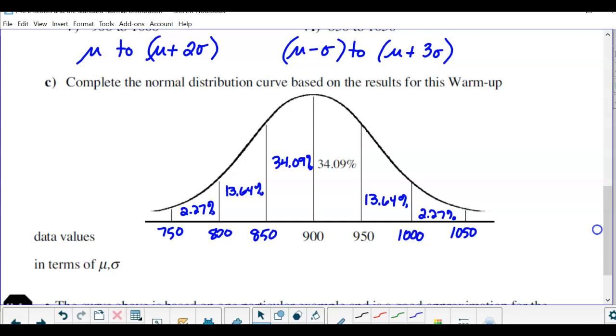If we take a look at those expressions we did in terms of mu and sigma to graph them here, remember 900 was mu. So that's the label underneath in this row. This is mu plus sigma. This is mu plus 2 sigma. This is mu plus 3 sigma. This is mu minus sigma. Mu minus 2 sigma. And mu minus 3 sigma. I'm just labeling those vertical lines in the graph.